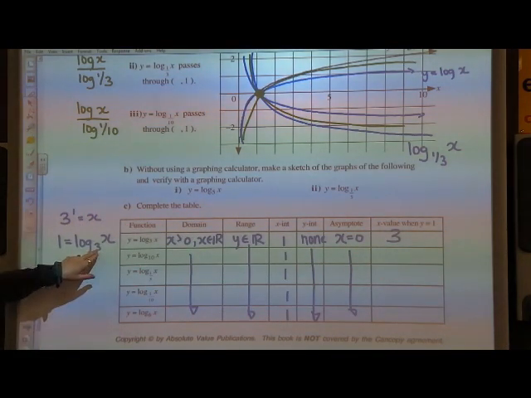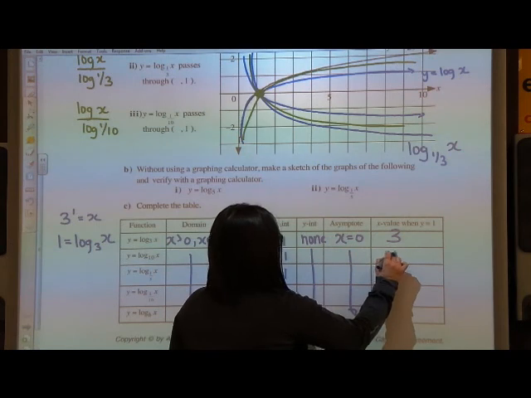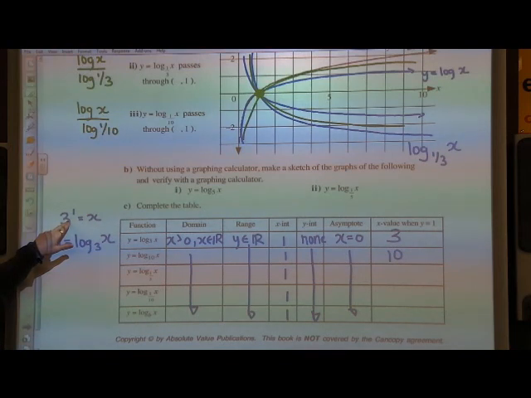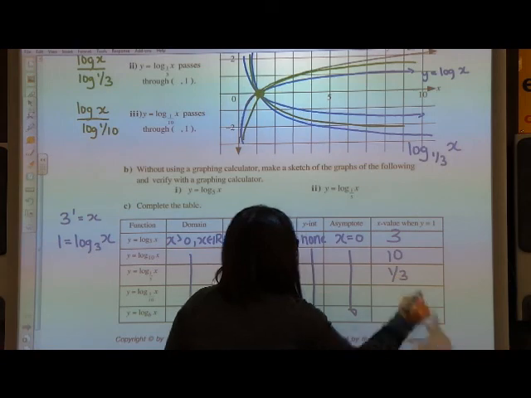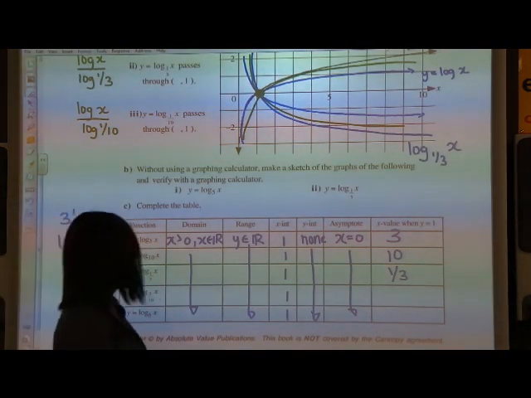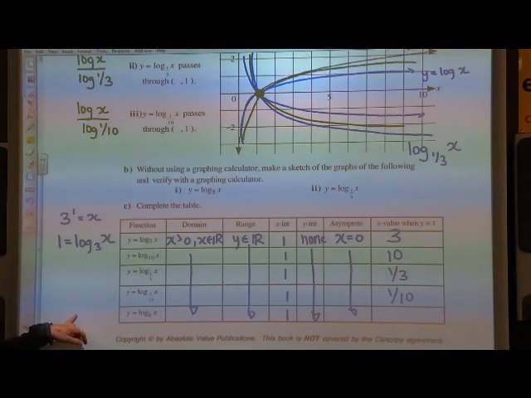If I change this to a 10, 10 to the power of 1 equals 10. Change the base to 1/3, and I get 1/3 to the power of 1 equals 1/3. If the base is 1/10, the x value would be 1/10. And if the base is b, when y is equal to 1, the value of x would equal b.